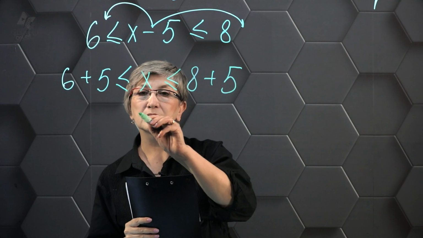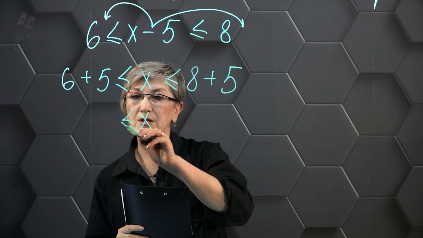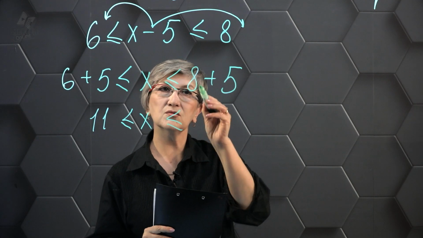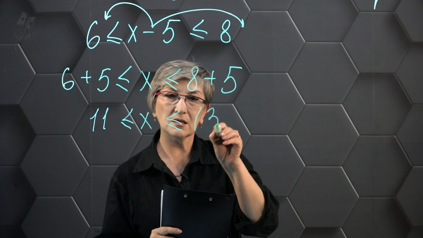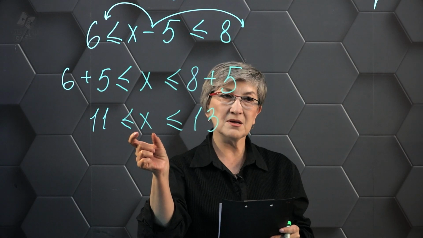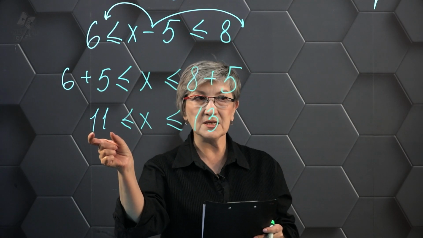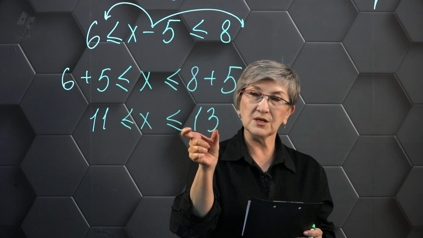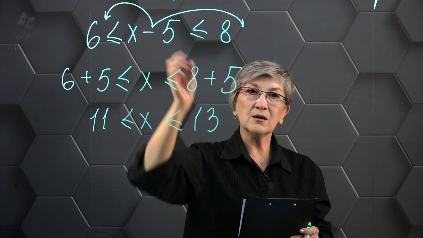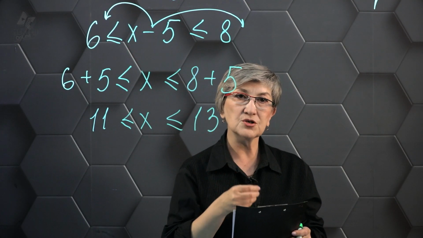And now let's perform the action. x is greater than or equal to 6 plus 5, which is 11, but less than or equal to 8 plus 5, which is 13. As a result, we find that when x takes a value greater than or equal to 11 but less than or equal to 13, our original inequality turns into a true numerical inequality.